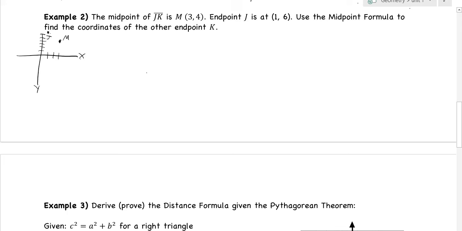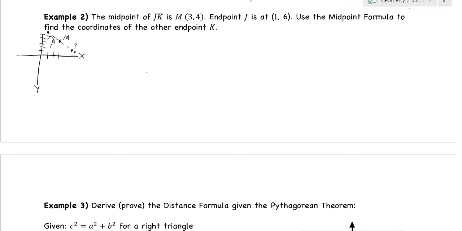What are we looking for? We're looking for the other endpoint over here. Okay. So we're not looking for the midpoint in between J and M. We're looking for the other endpoint of our segment, JK.